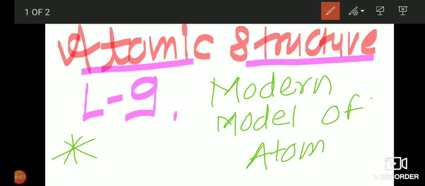So students, in today's lecture we are going to discuss the modern model of atom. A very interesting and very useful topic to understand the concept of the atom. So this topic we are going to start in today's lecture. So what is the modern model of an atom?